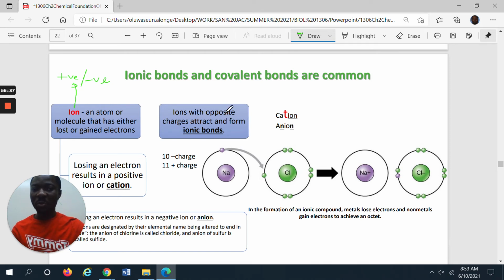Now, ions with opposite charges will attract and form an ionic bond. I'll be talking about that. Don't forget we've talked about covalent bond, covalency, cooperating, sharing bond. That is covalent bond.